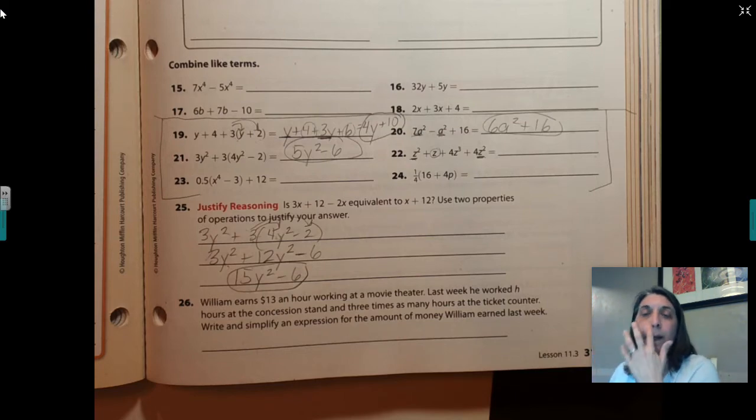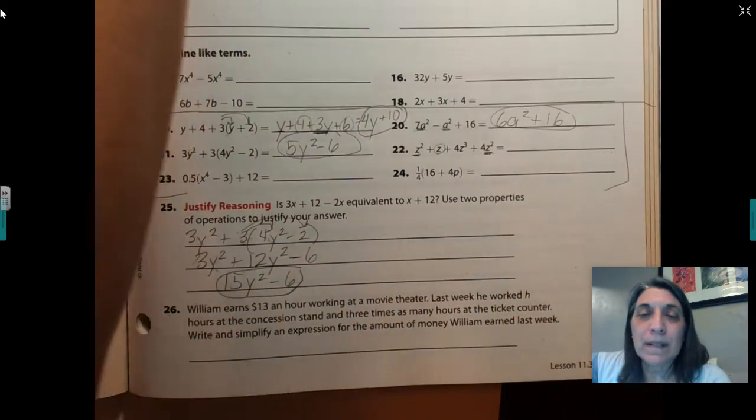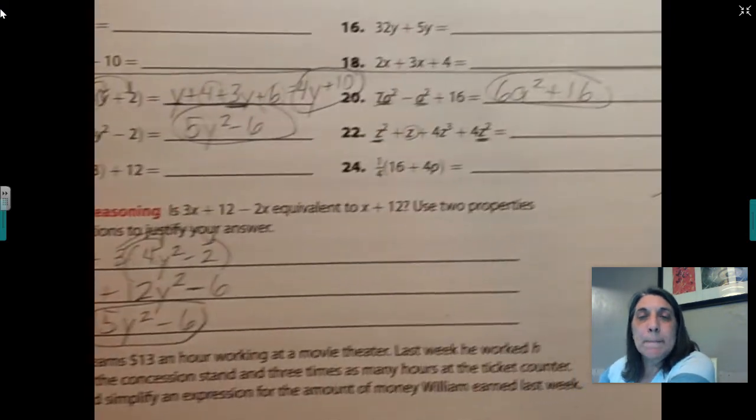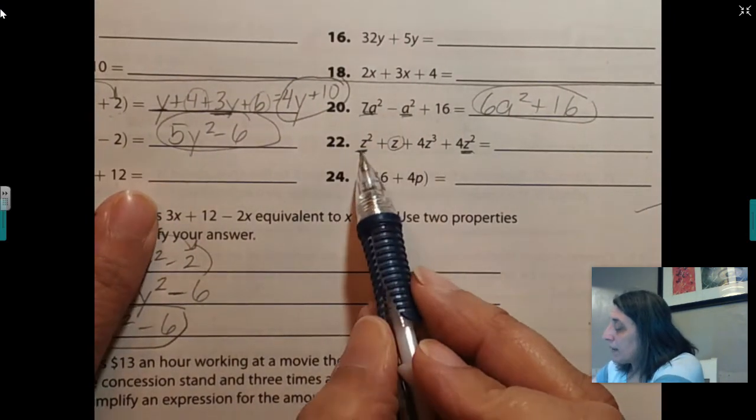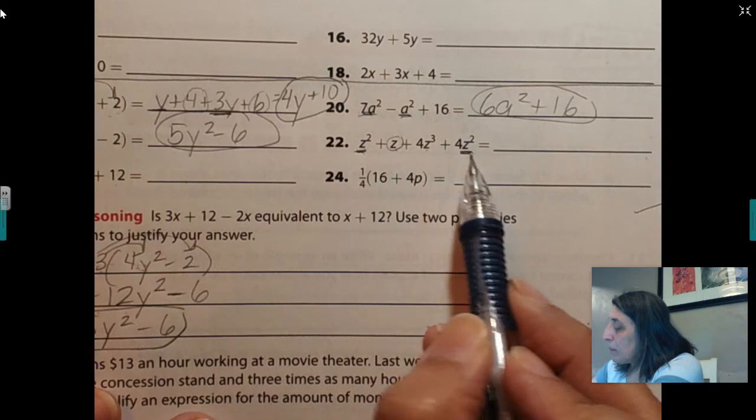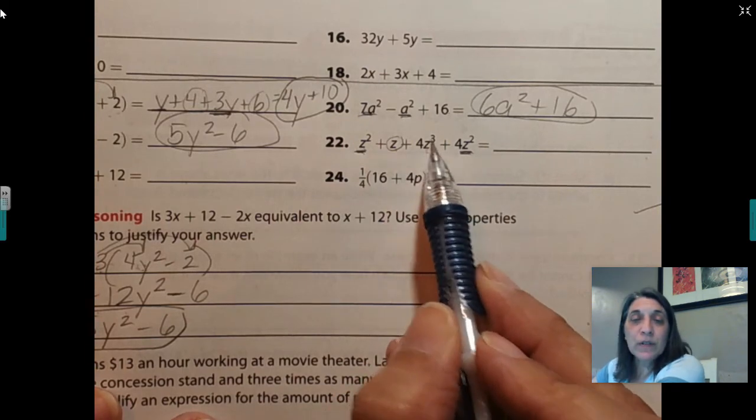So let me kind of explain. Let me zoom in a little bit. These numbers are really small. Oh, it's much better. Better for my eyes too. Out of these variables, which one has the highest power? Well, this one is to the third.